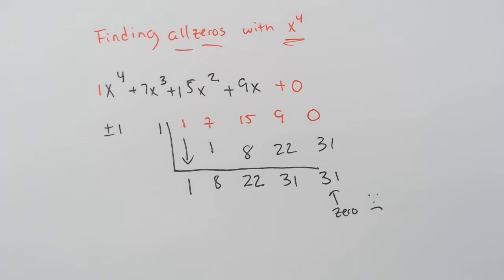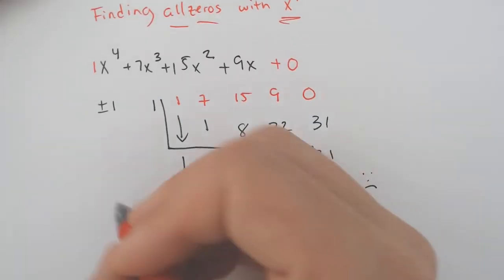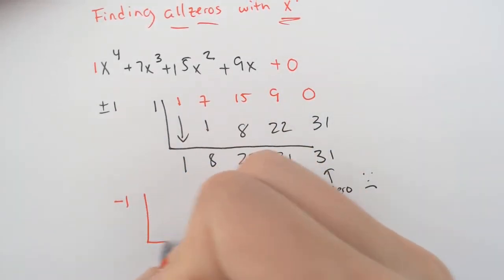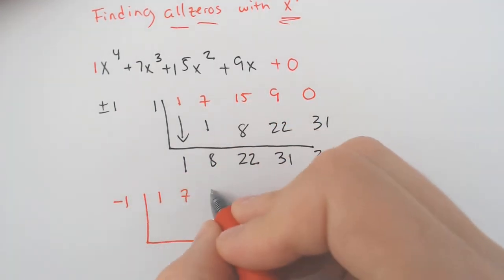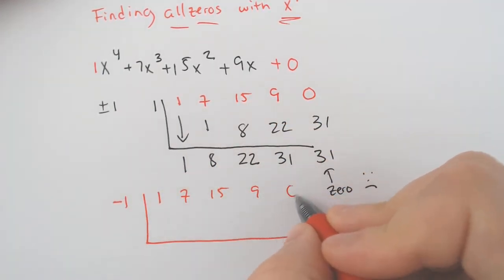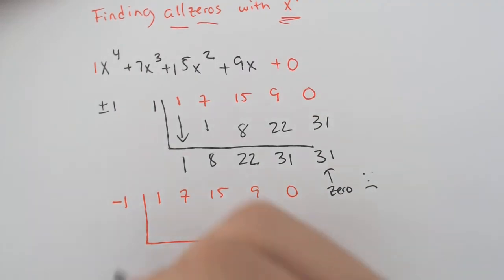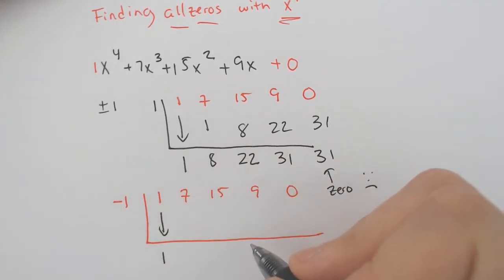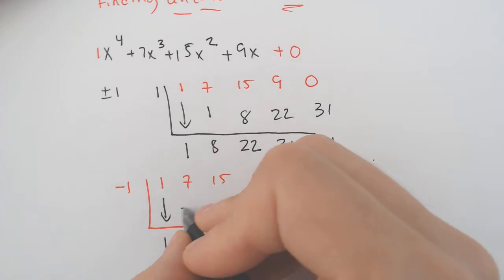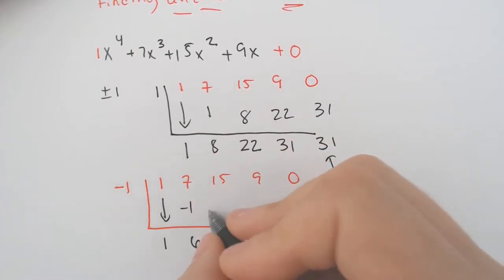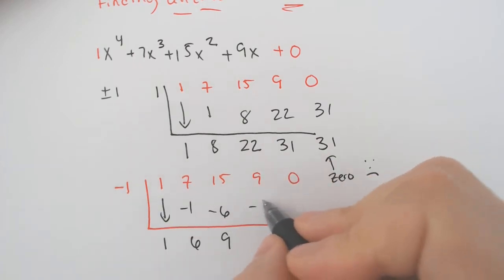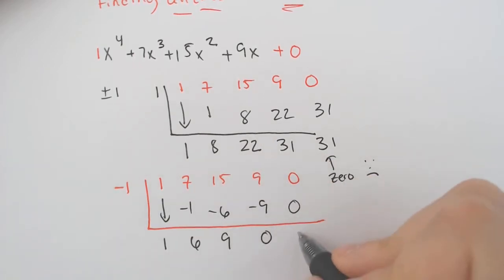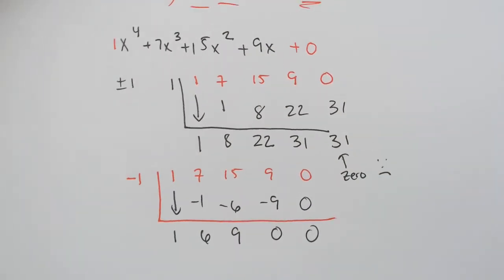So instead of trying 1, let's try the next easiest number, which is negative 1. With the same numbers, because nothing has changed there, 1, 7, 15, 9, 0. Bring down the 1, 1. Multiply, negative 1, add 6, multiply, negative 6, add, was that 8? No, 9. Multiply, negative 9. Here we go. Now we're looking good.